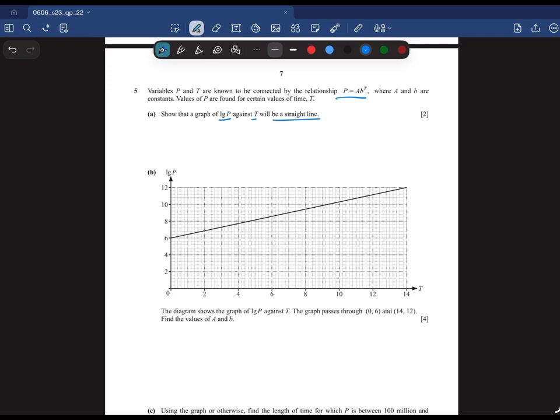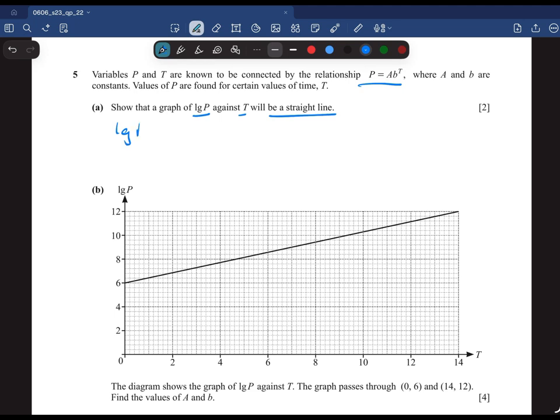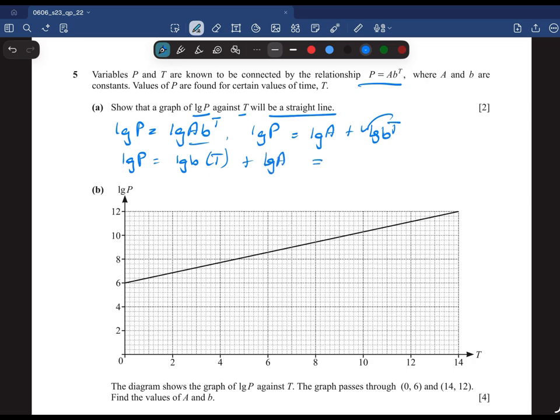So applying lg on both sides of the equation that is given, lg a b^t. Now using the product rule we can separate these two. That will be equal to lg a plus lg b^t. Now rearranging this, lg p is equal to lg b into t, because the power comes over here, plus lg a, and this is identical to y equals mx plus c, the straight line form.